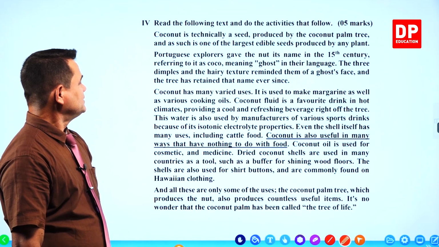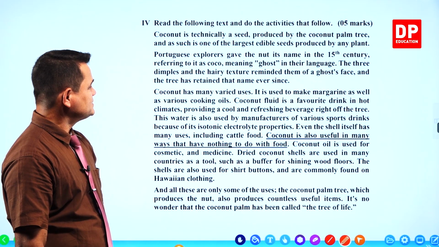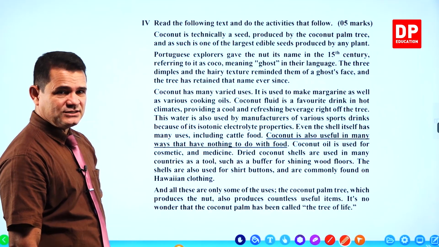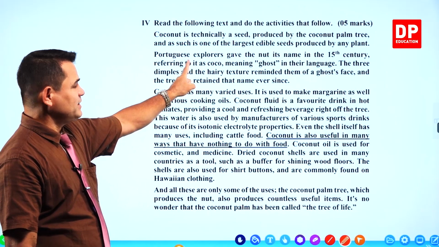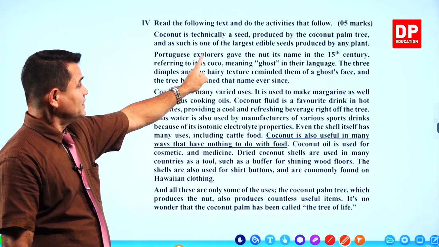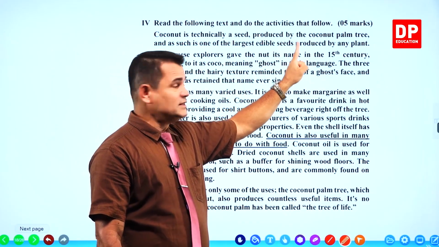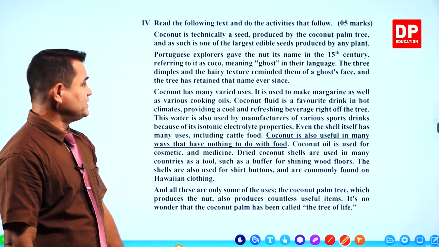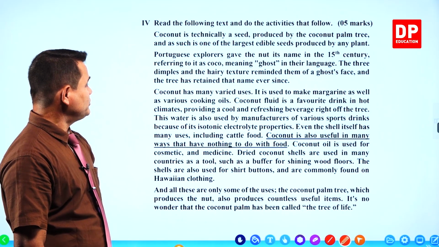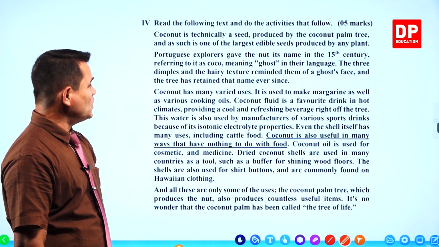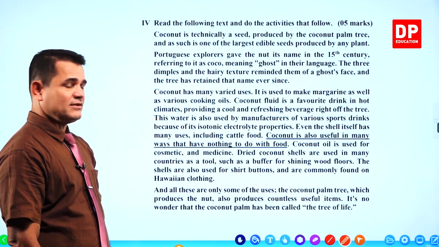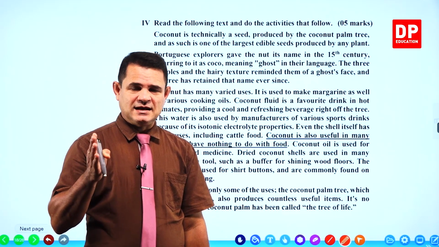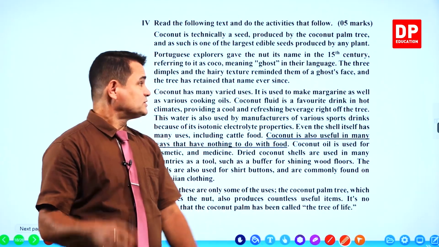Any plant. Portuguese explorers gave the nut its name in the 15th century, referring to it as coco, meaning ghost in their language. In their language, Portuguese, coco means ghost.